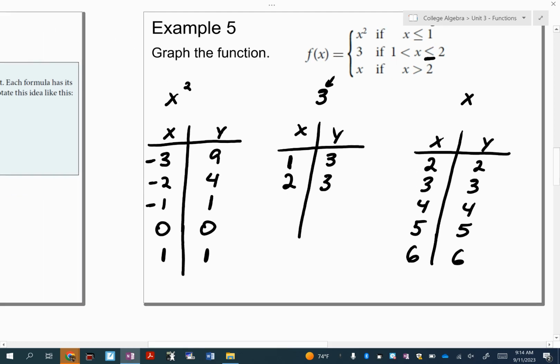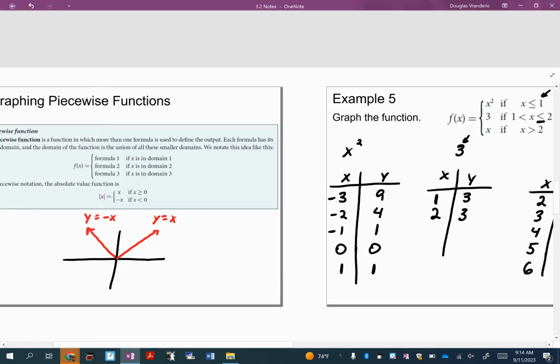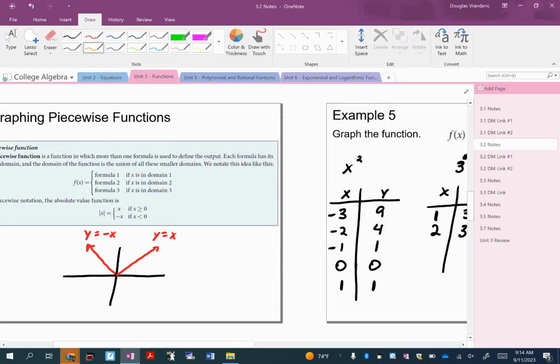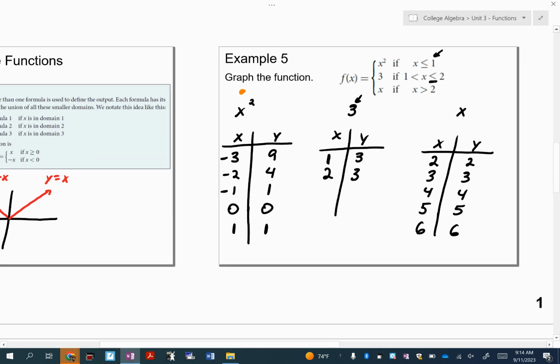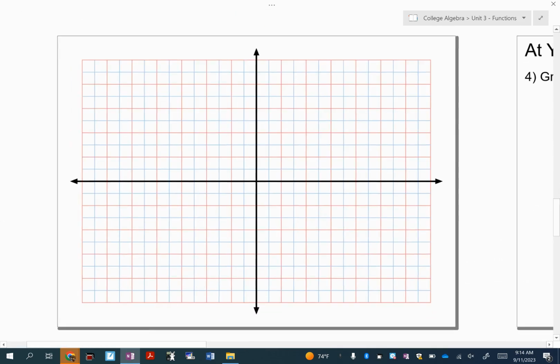All right, so let's start trying to plot this. Let's use different colors. I'll use orange for the first piece. All those points are going to be solid points because it does say or equal to. So when I do -3, 9, it's going to be a closed circle. Okay, and then -2, 4, -1, 1, 0, 0, and 1, 1. Remember, all those are filled in.